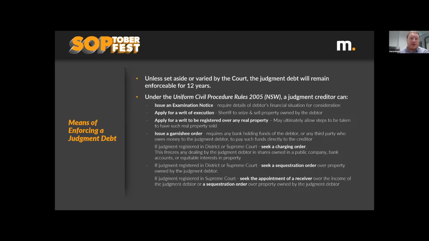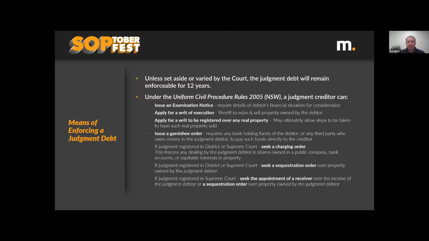If the judgment is registered in the district or the Supreme Court, you can also seek a charging order, which freezes any dealing by the debtor in shares owned in a public company, bank accounts, or equitable interests in property. If the judgment is registered in the district or Supreme Court, you can also seek a sequestration order over property owned by the judgment debtor. And if you're in the Supreme Court, you can seek the appointment of a receiver over the income of a judgment debtor, or a sequestration order over property owned by the judgment debtor.